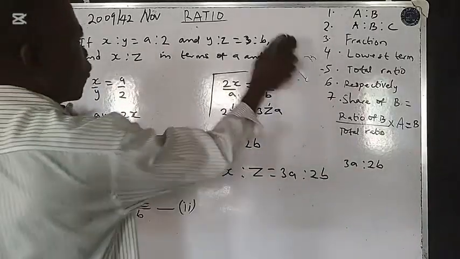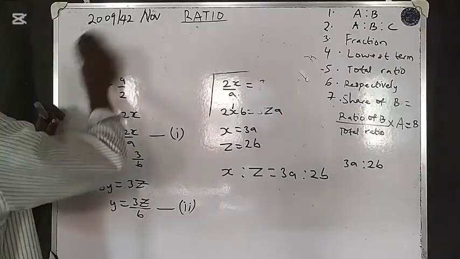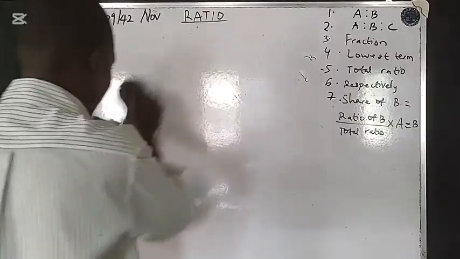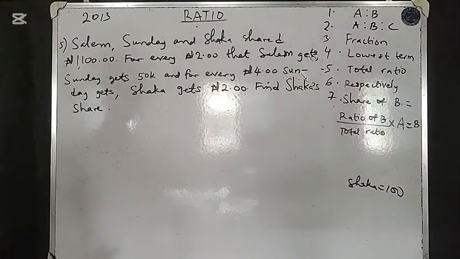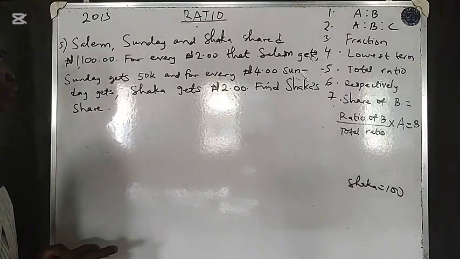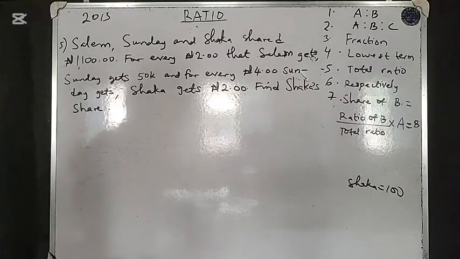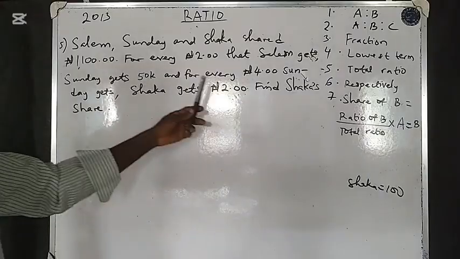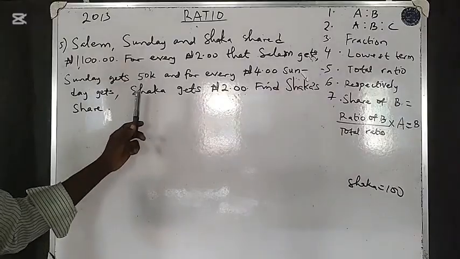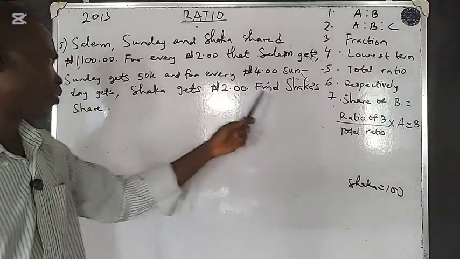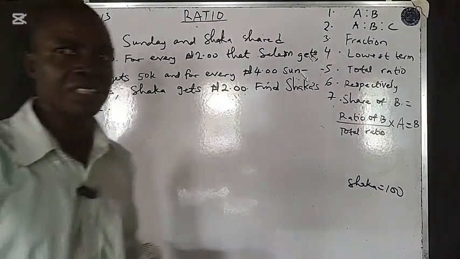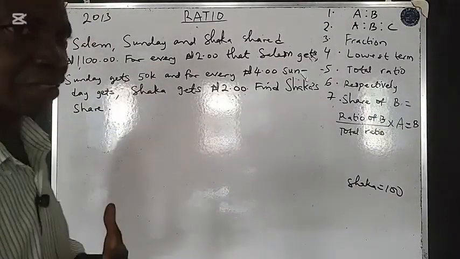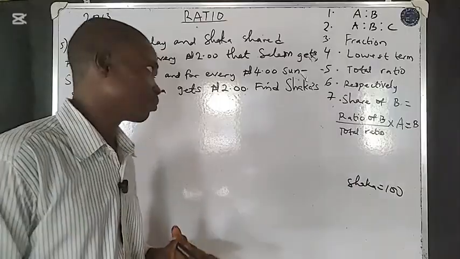So these 4 questions I just did, if you notice, they are very similar, right? I'm taking you to the word problem of this kind of question. We are told that Salem, Sunday, and Shaka shared 1,100. For every 2 naira that Salem gets, Sunday gets 50 kobo. And for every 4 naira Sunday gets, Shaka gets 2 naira. Find Shaka's share. If you notice these values, some are in naira, some are in kobo. They are not in the same unit. So we change them to the same unit.